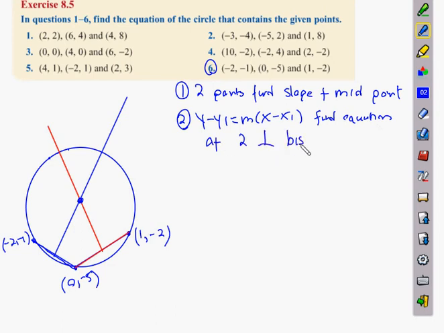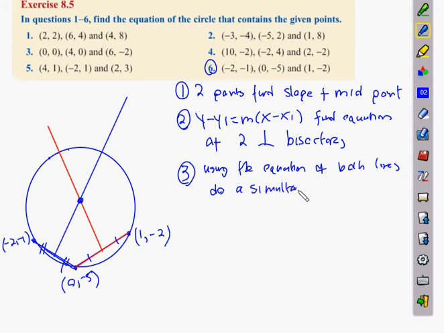Now, a perpendicular bisector means that when the red line cuts through the chord, this length here and this length here are the same length. In the same way that that length there is the same length as that length there. Okay? Then step 3 is you're going to have the equation of how many lines? 2 lines. Using the equation of both lines, do a simultaneous equation to find the centre.